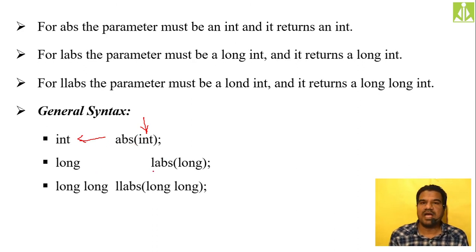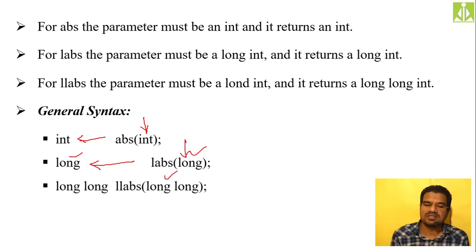Same thing for LABS, long absolute. Long absolute will take a long integer and return a long integer. Okay, input is a long integer, and output is also a long integer. Then we have LLABS, long long absolute. It will take a long long integer as input and return a long long integer as output.